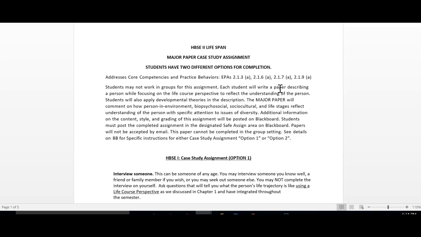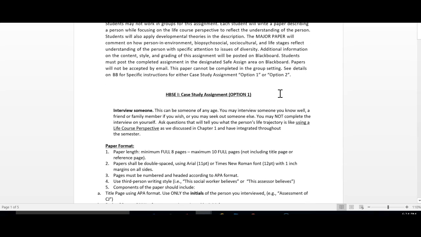Social work is very heavy on writing in the career, so you want to know how to do that, particularly with case studies. So you have option one, which is interview someone. It can be somebody that you know, someone you know well, a family member. Be careful about interviewing family members, though, because they're going to want to see your paper. And actually, anybody that you interview is going to want to see it, and it can be a very personal experience.